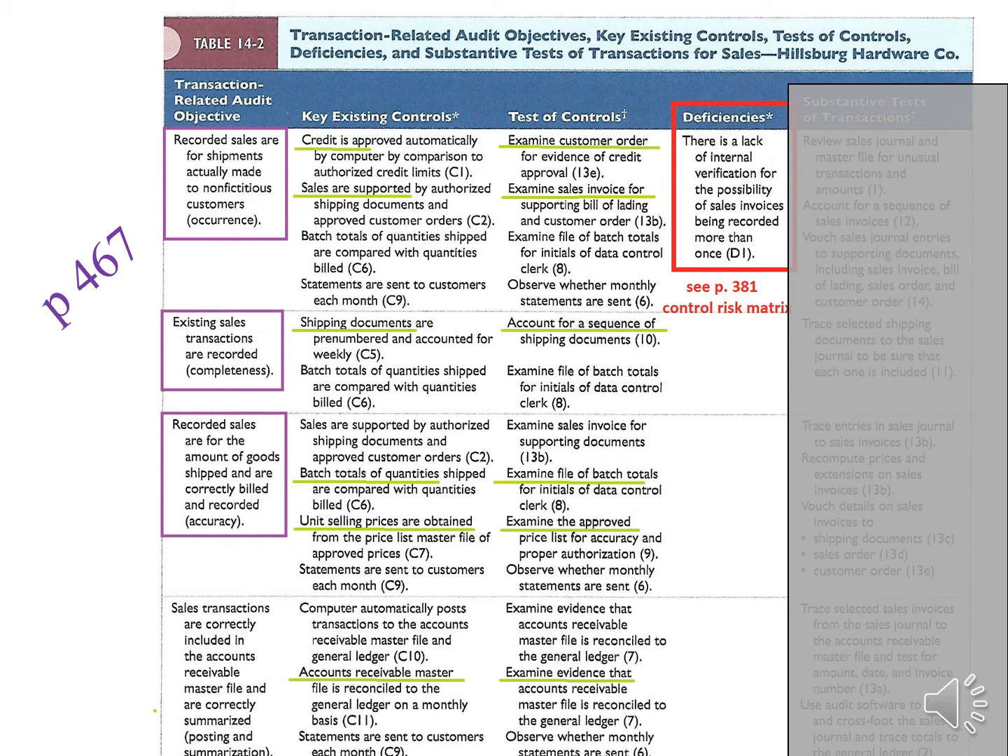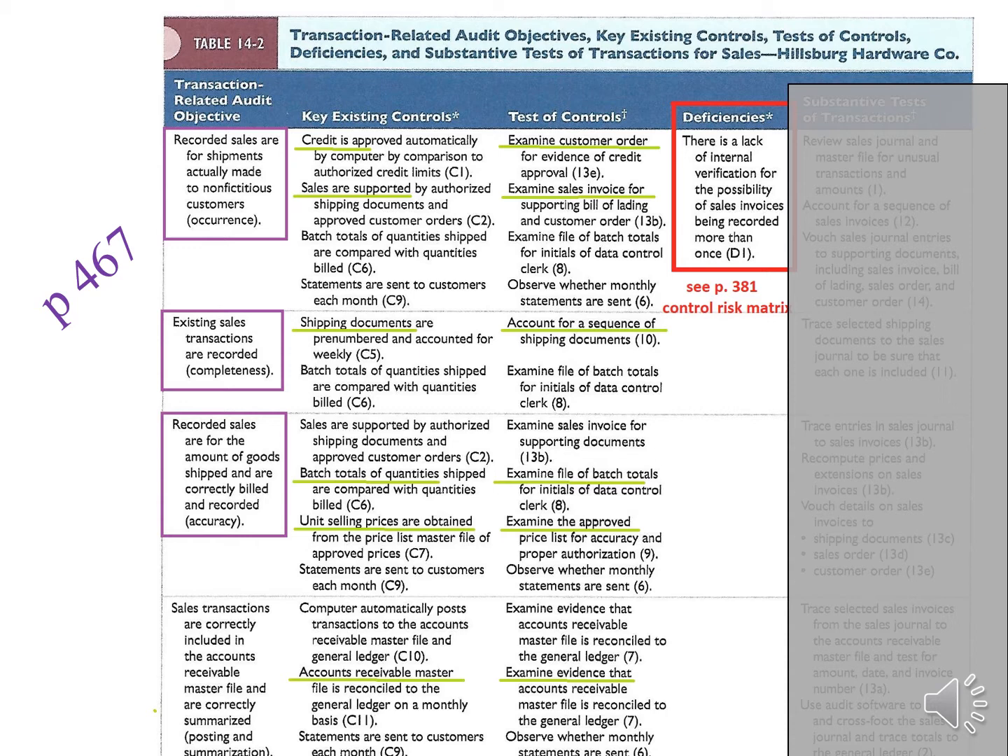So you're going to change occurrence to an objective. Recorded sales are for shipments actually made to non-fictitious customers. Completeness, they're going to change into an objective. All existing sales transactions are actually recorded. Accuracy, change to an objective. All recorded sales are for the correct amount of goods shipped, and they're billed at the correct price.